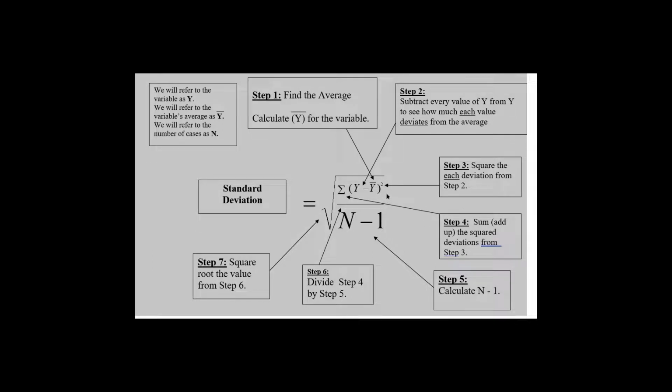Step three, then we're going to square each deviation that we made in step two. Step four, we're going to sum up all of those squared deviations from step three. Step five, we're going to calculate n minus 1. I say calculate, but if it's 10, 10 minus 1 is 9. You just do that in your head. If it's 6 cases, 6 minus 1 is 5. You just do that in your head. Then we're going to divide the value we got for step 4 by the value we got from step 5 and get that value. And our last step is we're going to square root the whole thing.